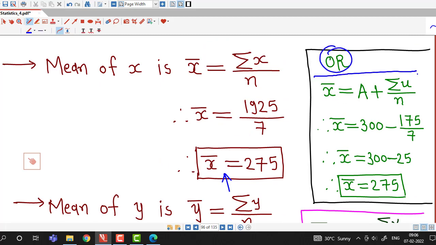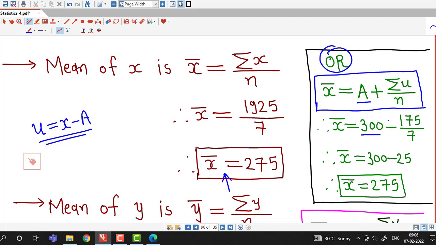Or we can obtain this mean in this way also. This we have discussed in the lecture of finding mean by shortcut method. Here we have taken the change of variable, we have taken u equal to x minus a. So x bar will be equal to a plus sigma u by n. A was 300, sigma u is minus 175. So in this way also we can obtain mean of x.